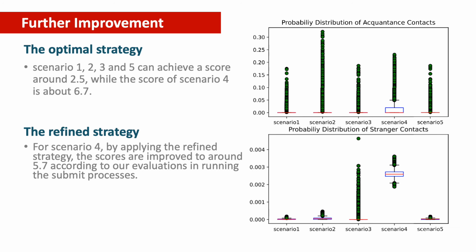By applying the refined strategy, the detailed scores for the 5 scenarios are: scenario 1, 2.42; scenario 2, 2.64; scenario 3, 2.44; scenario 4, 5.76; scenario 5, 2.43.